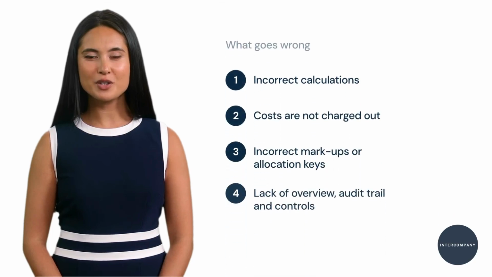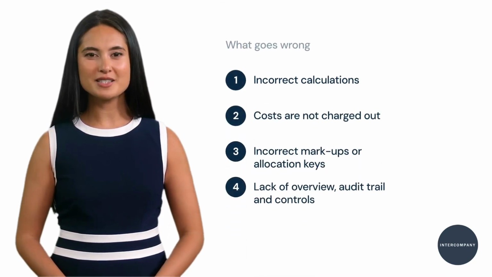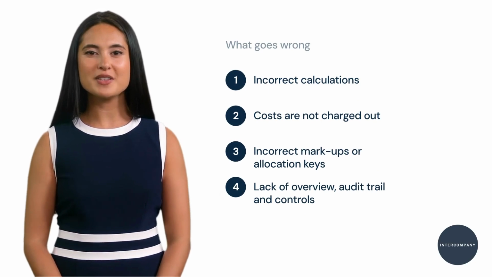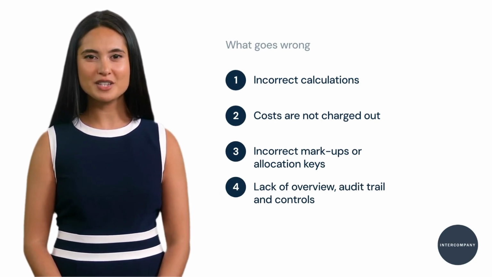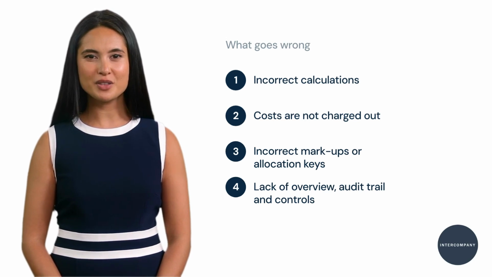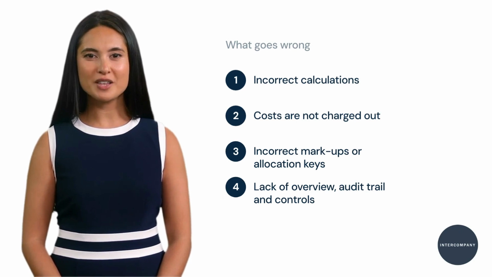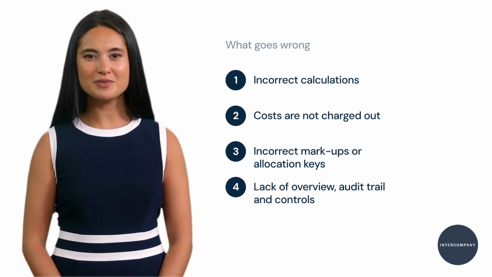So what can go wrong, you may wonder? Well, many things apparently. There is a real risk of incorrect calculations. Costs are somehow not charged out during the year to become large year-end adjustments. Wrong markups are applied. Incorrect allocation keys are used. Last year's allocation data is used. There can be a general lack of overview, audit trail of calculations and controls.